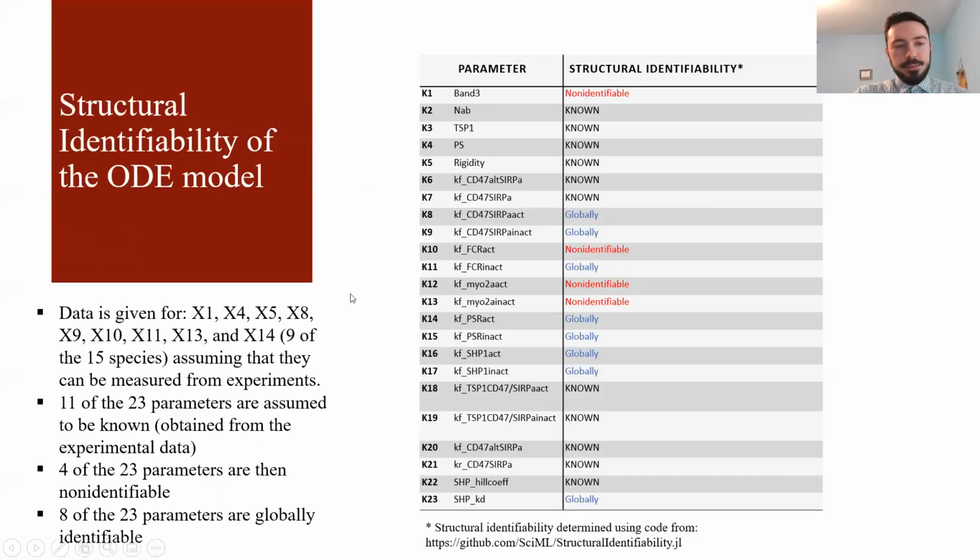First, we set out to determine the structural identifiability of the ODE model. We assume that data is given for 9 of the 15 species, so we assume that they can be measured experimentally. We also assume 11 of the 23 parameters to be known, so these can also be obtained from experimental data. Based on the structural identifiability, though, 4 of these parameters are non-identifiable and 8 of them are globally identifiable. So they theoretically should provide a single solution when we determine the results of this model.